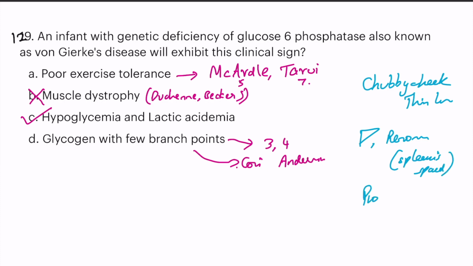They have a protuberant abdomen. And the enzyme defective is glucose 6-phosphatase.